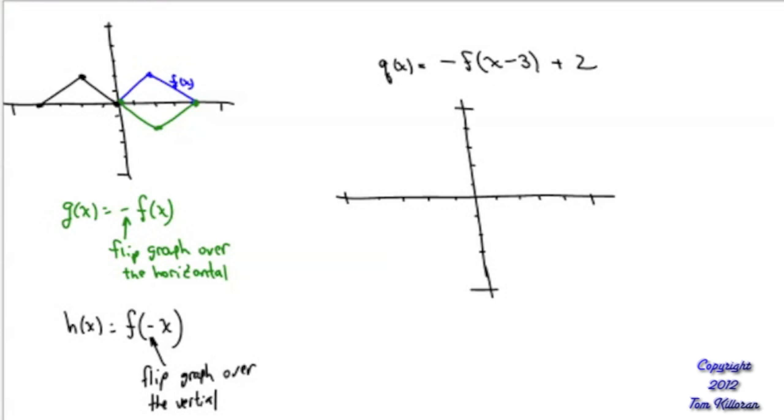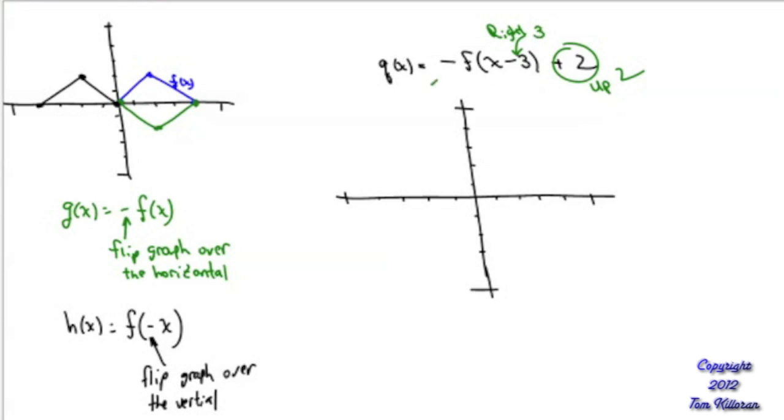Let's do it one piece at a time. What is the 2 doing? The plus 2 at the end is bringing everything up by 2 units. What is this negative 3 doing in here? The one on the inside does the opposite of what you think it's going to do. It's negative 3, so you're thinking left, but because it's on the inside, you have to go to the right. So this is actually right 3.